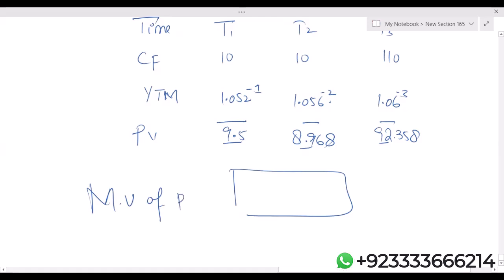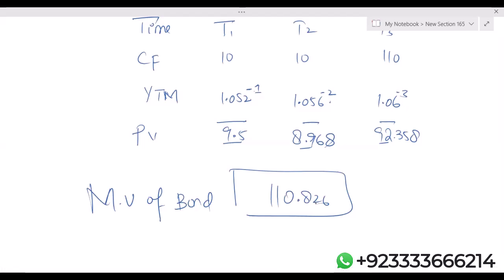Market value of bond: 9.5 plus 8.968 plus 92.358. I'm getting 110.826. The question is how we are going to solve this on the spreadsheet.